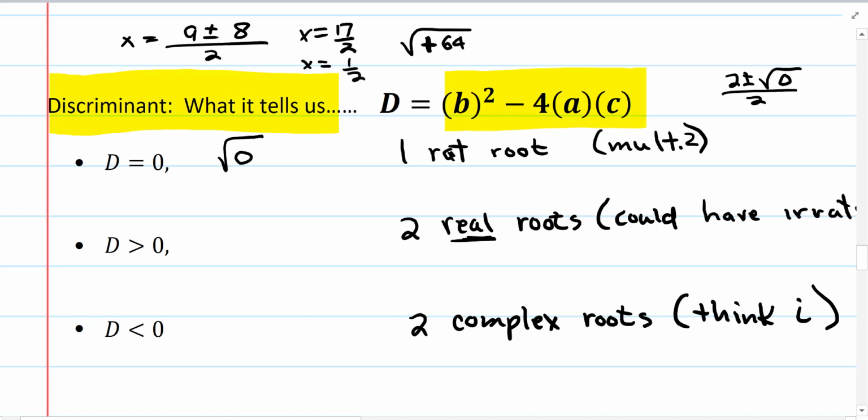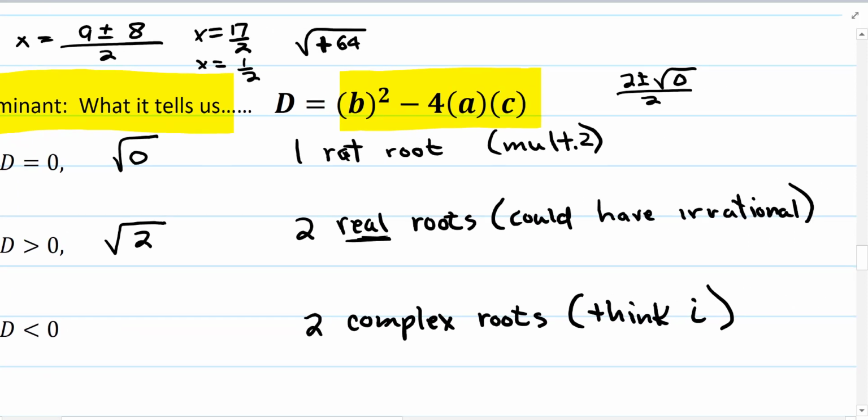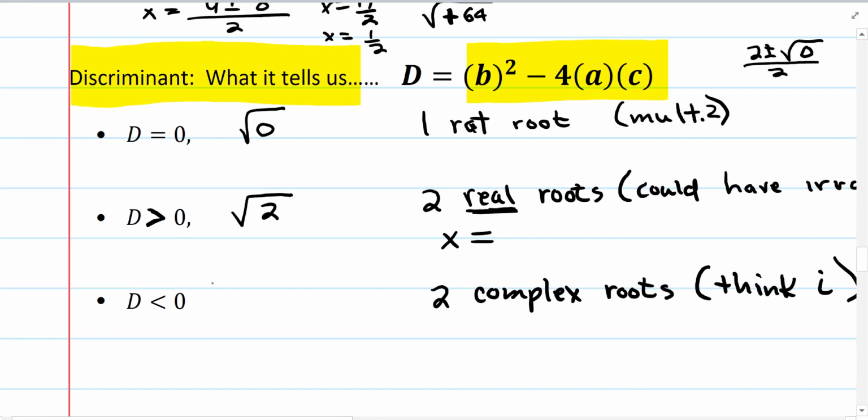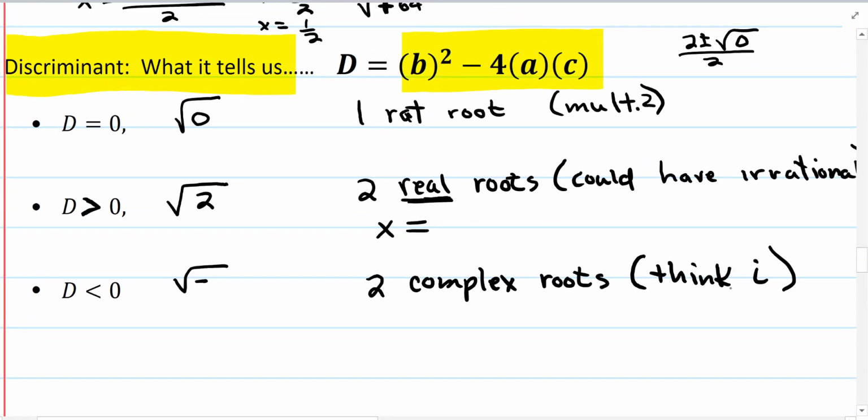But if what's underneath there is positive, but it's not a perfect square, say this, then you have a radical or an irrational number. So remember, when the discriminant is a positive number, the actual roots, the x values, could have irrational numbers in them. And then finally, when the discriminant, when underneath here is a negative number, you're going to have 2 complex roots, which means you're going to have to pull an i out of there.